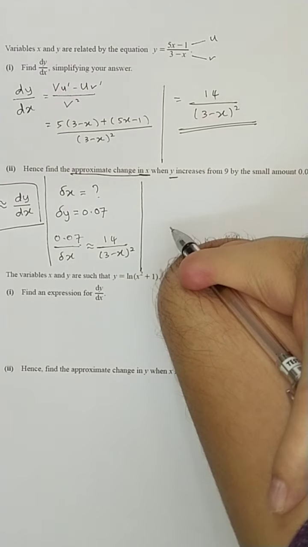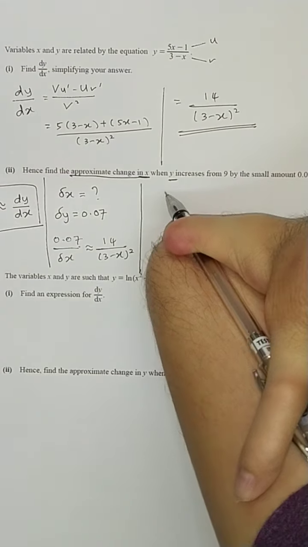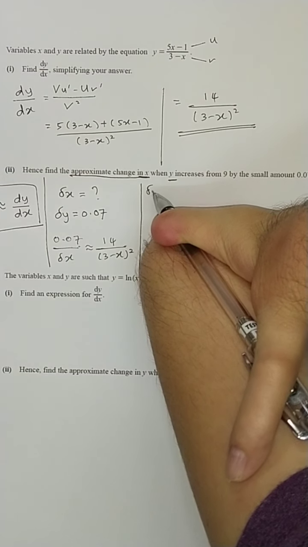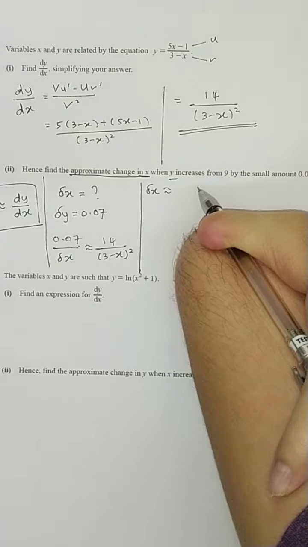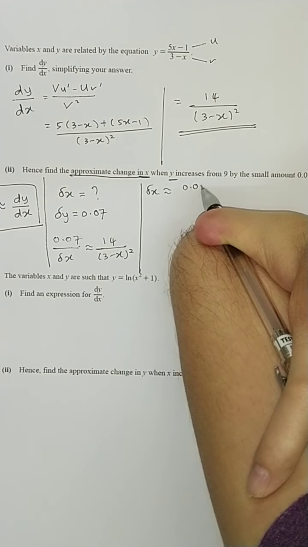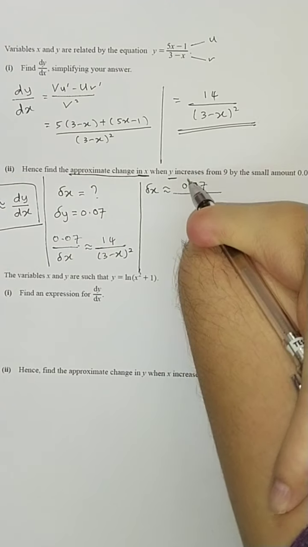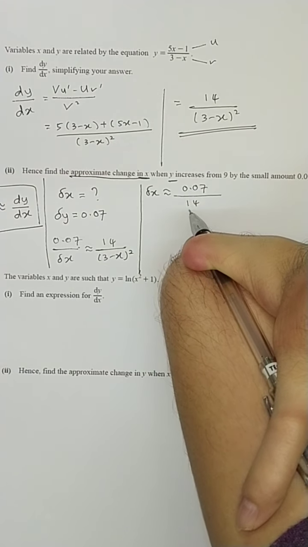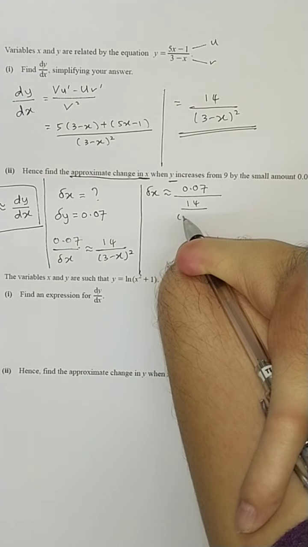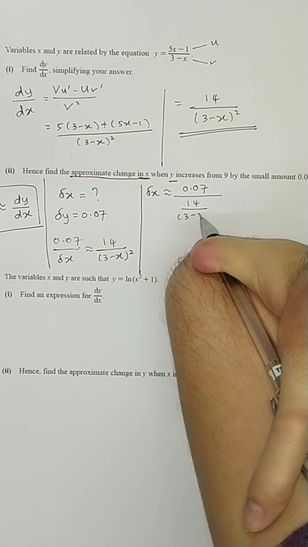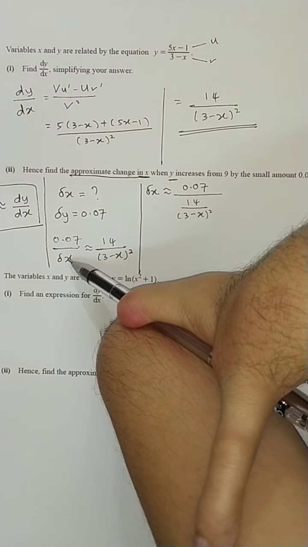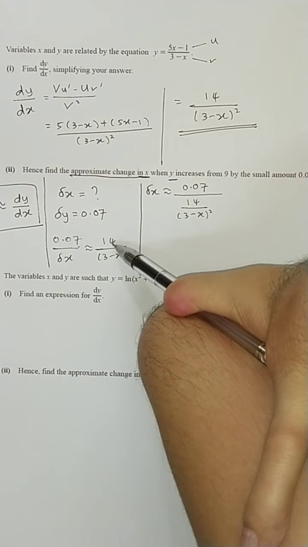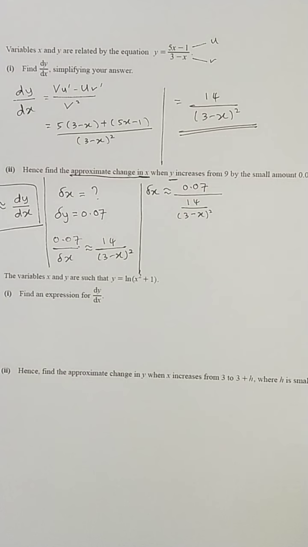Rearrange, make delta x the subject. When we cross multiply, delta x is approximately 0.07 over 14 over (3 minus x) squared. It means that I just move this delta x to the right side and move the whole thing to the left side.